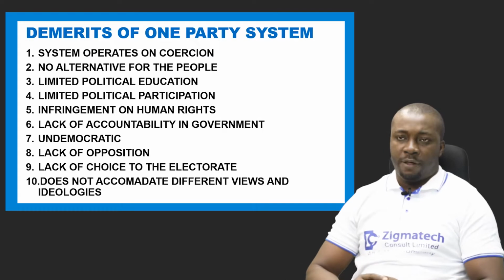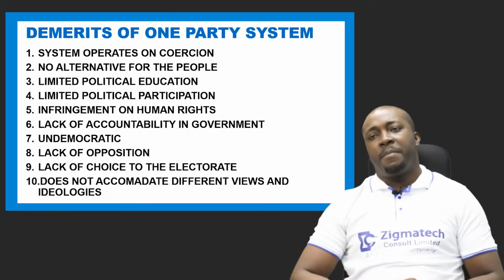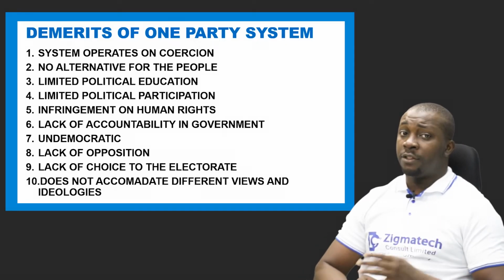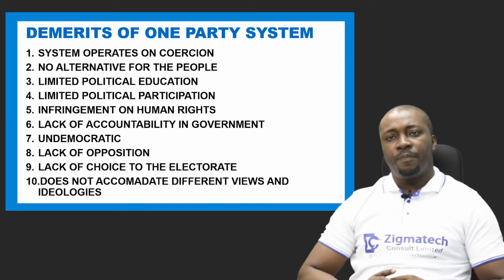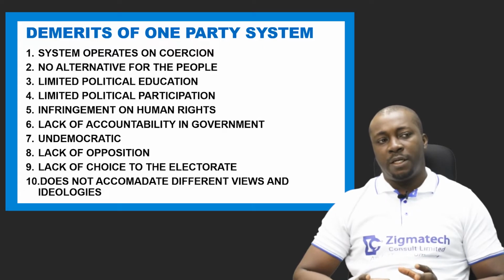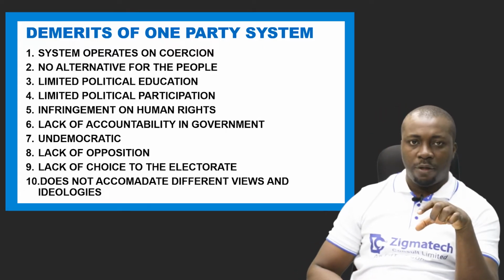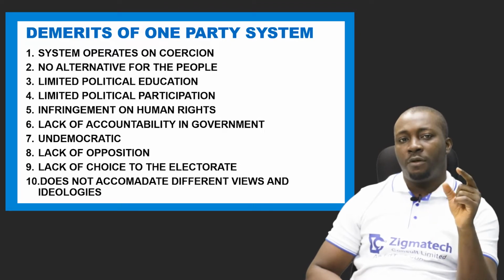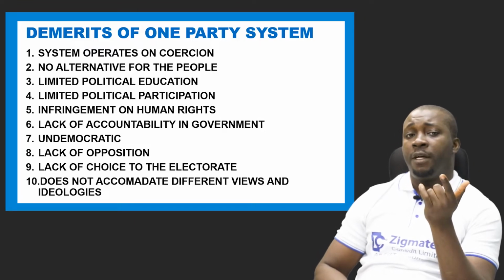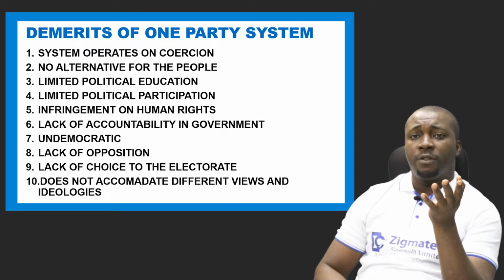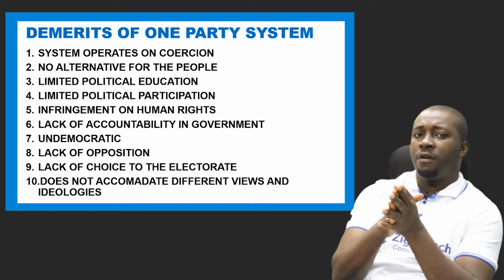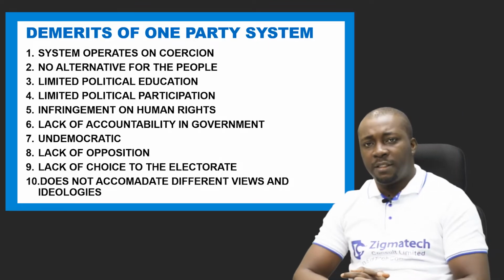Now, let's look at the demerits, the problems, why the one-party system is not really popular despite the advantages associated with it. Number one, the system operates on coercion, force. Where it has been experimented, the government uses force to suppress people into the ideology of that party and the programs of the party. If you look at the governments of Adolf Hitler and Benito Mussolini, they used force. So the use of coercion is one of the problems of this party system.